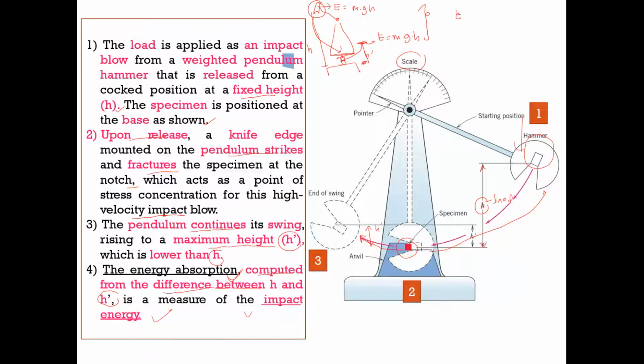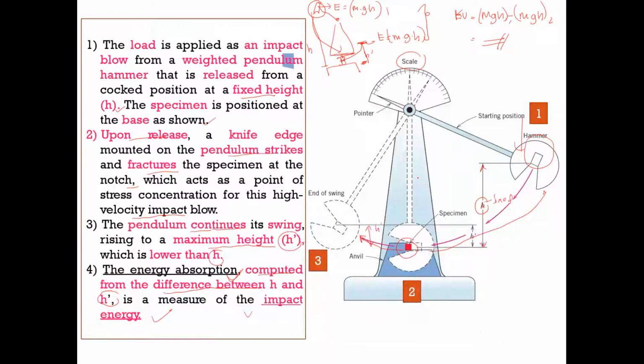The energy absorbed by the specimen we call KV, for the V notch. So KV is equal to mgh1 minus mgh2. This will be your impact energy value, in joules. I hope you understand how this testing is done and how to measure the impact energy from this testing.